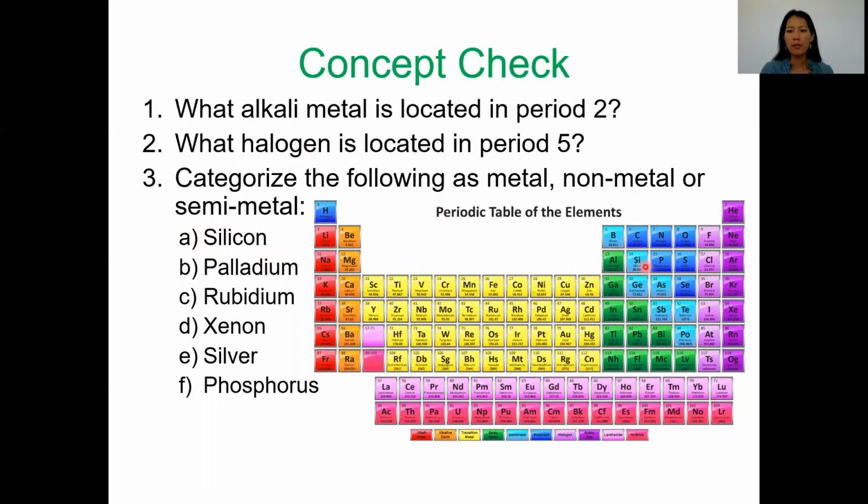Then categorize the following as metal, non-metal, or semi-metal. Silicon is on the staircase, so it's a semi-metal. Palladium is here in the transition metals, so metal. Rubidium is Rb. It's not Ru, that's ruthenium. So that's a metal, it's an alkali metal. Xenon is here, it's a noble gas, so that ends up being a non-metal. Silver is in the center region of transition metals, that is a metal, and then phosphorus is a non-metal.